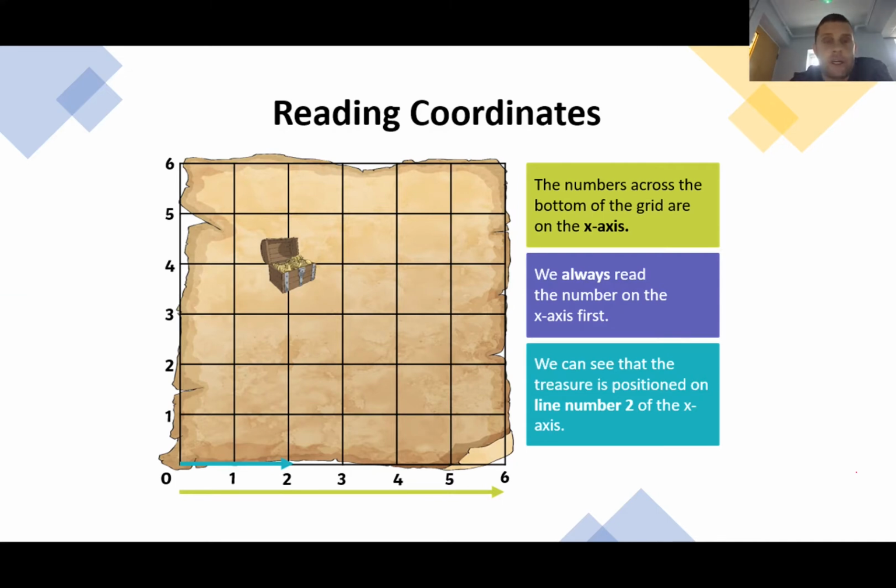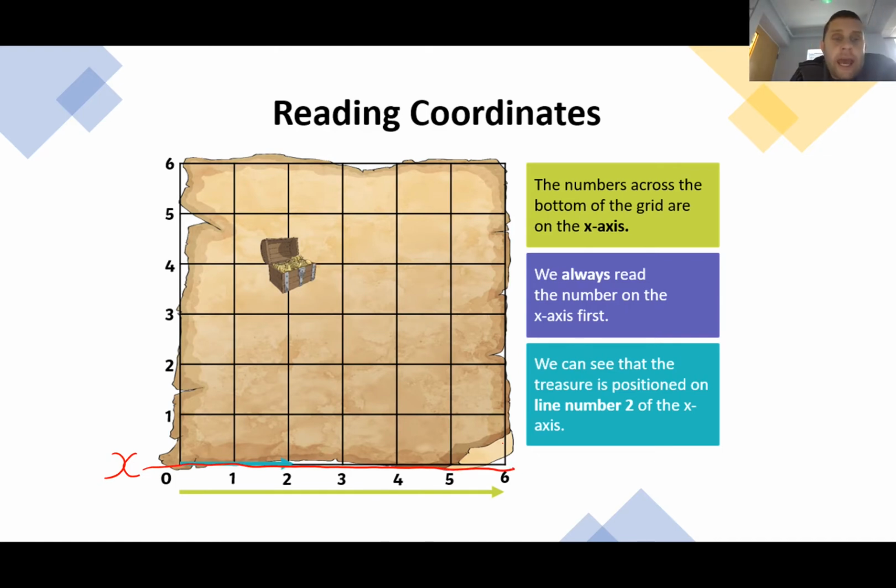So you can see in the picture, it's on a grid. And we have numbers going across a page and up the page. These lines are called axes. And to read coordinates, we always start with the x-axis. Now the x-axis goes across the page.